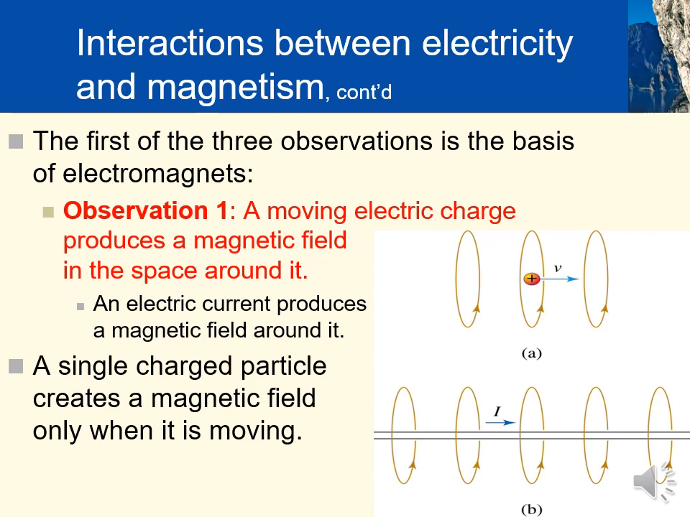Now we'll talk about the three basic observations which come from the interactions between electricity and magnetism. The first one: only a moving electric charge produces a magnetic field in space around it. Here we have a charge, and this charge is moving, so it will produce a magnetic field which looks like circles around it. Also, the current, which is a flow of charge, produces a magnetic field around it.